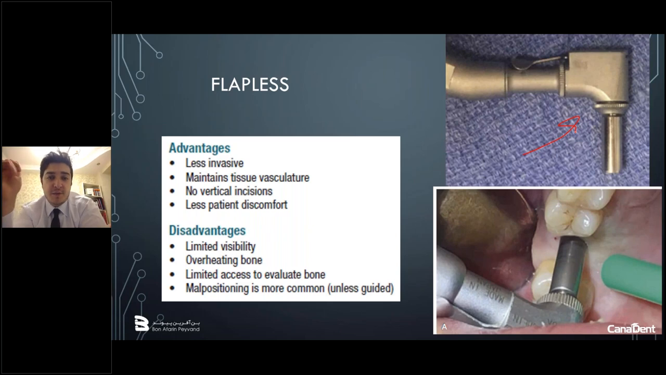But what about the disadvantages? We obviously will have limited visibility. We cannot see what is going on down there. It can cause overheating of bone because there is no space for the irrigation fluid to get to the drill that is going to drill into the place. There would be limited access to evaluate the bone if there are some depressions. If we don't have bone and we are drilling at a wrong angle, malpositioning is more common.